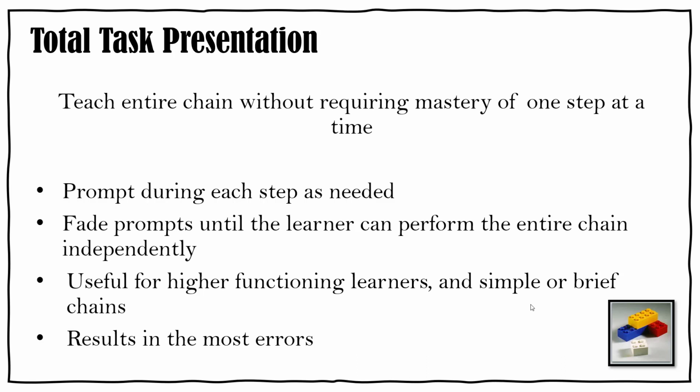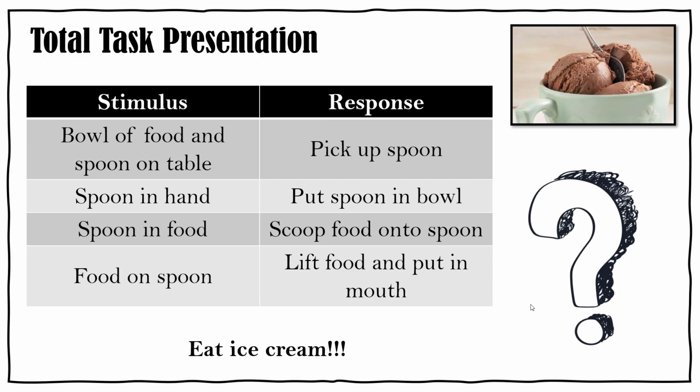And that's why you really don't want to use it for your lower functioning learners or for chains that are more complex. When you're learning, we talked about errorless teaching and most-to-least prompting. When you're learning a new skill or a new sequence, you want to make the least amount of errors possible. Since this strategy results in the most errors, it is used for your higher functioning learners. You don't want an early learner to be making a lot of errors.